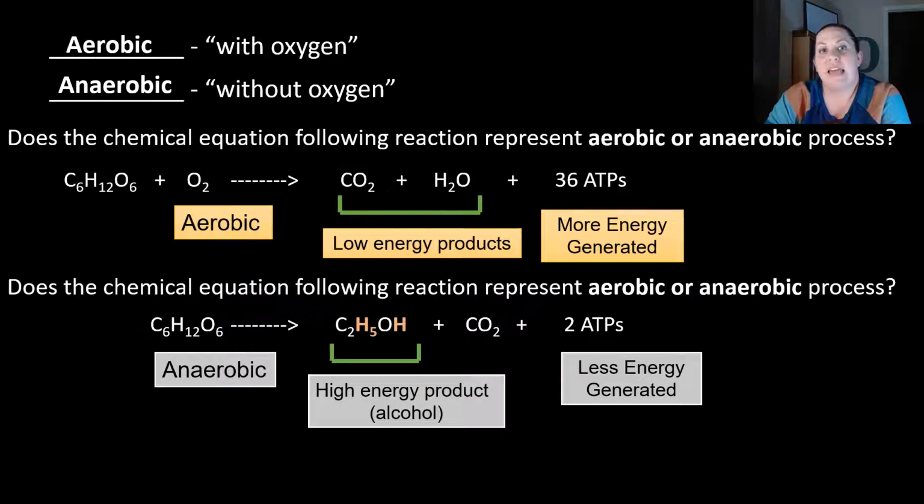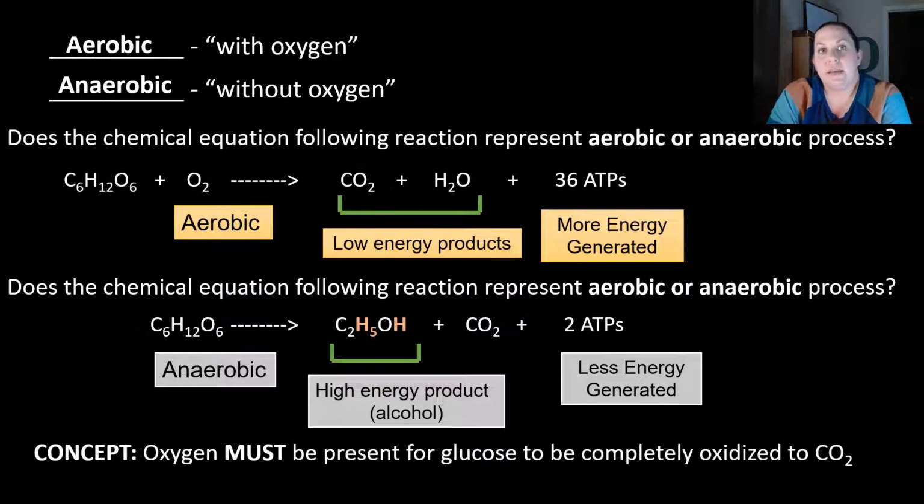Another thing too is that when we are able to make a lot of ATP, it's going to create low energy products like CO2 and water. Those are low energy products. Whereas on the other hand, in our second equation, C2H5OH still has a high energy level, and this is known as an alcohol.